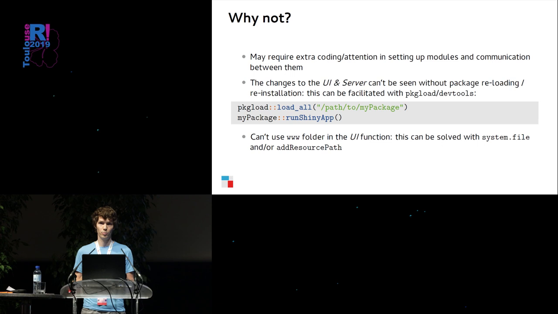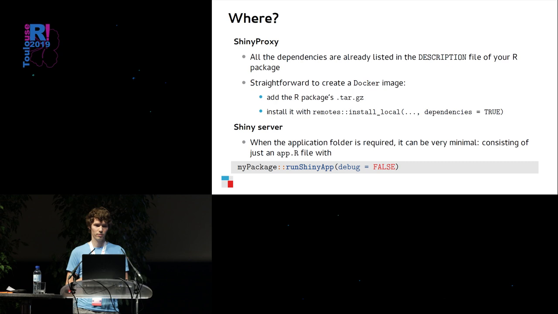Another point is that with a simple app, you can just modify your ui.R file and then refresh your browser, and you can see updates. This is not possible with a package, of course, but it's very easy to emulate this if you use helper functions from pkgload or devtools. And another point is you can't directly use the www folder in the UI, but again, this can be alleviated if you use system.file in combination with other resource path functions.